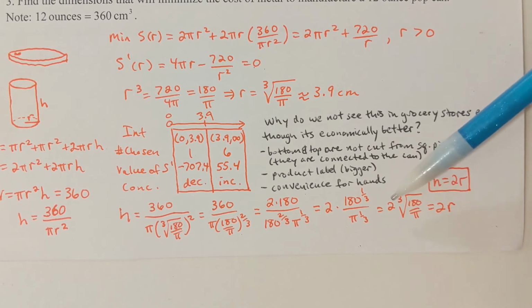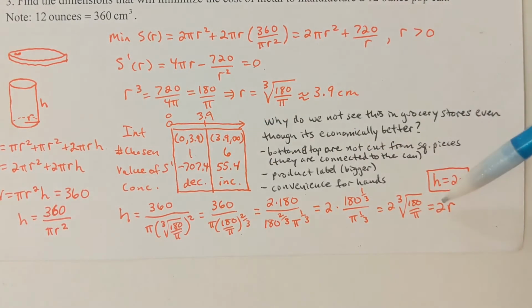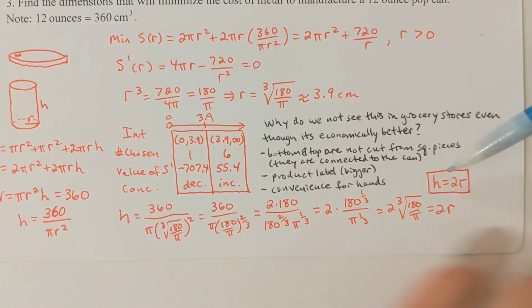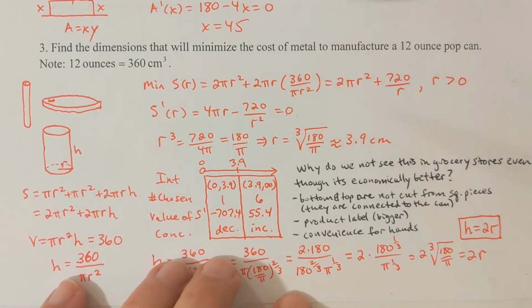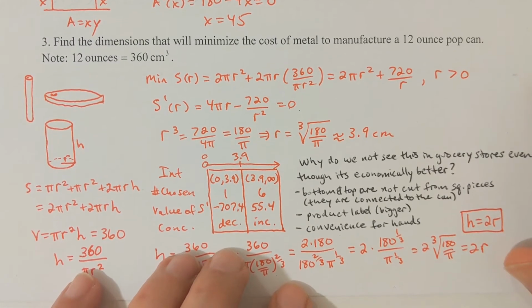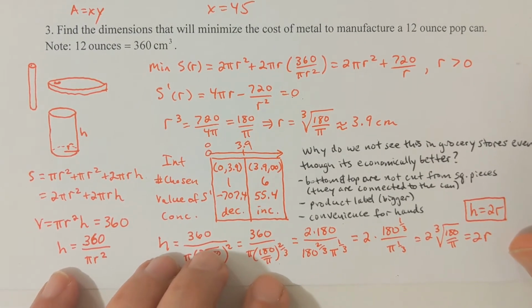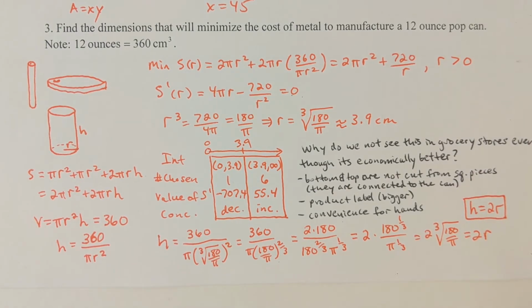Now I still got this 2 in front. The cubed root of 180 over pi, that's what we're calling r. So the height should be equal to twice the radius. And I've circled that. That'd be the dimensions that would minimize the cost of metal to produce a 12-ounce pop can. Okay, a couple things. So first of all, twice the radius would be the diameter.